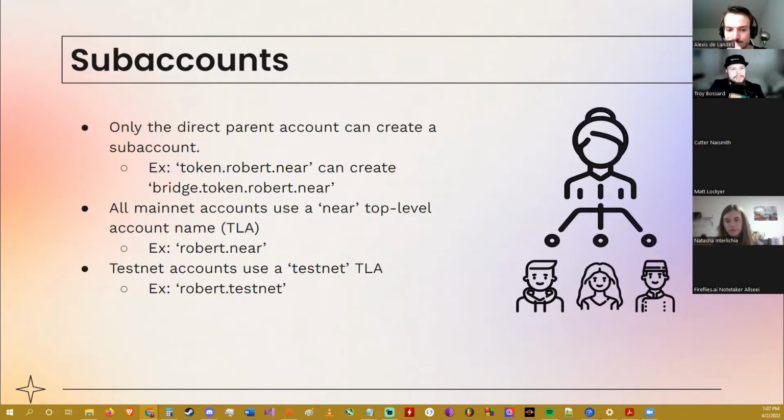So that brings us into a concept in Near protocol, which would be sub-account models and top-level accounts. On Near, only the direct parent can create a sub-account. In this example, robert.near would be the parent account of token.robert.near. So robert.near creates token.robert.near. token.robert.near can create bridge.token.robert.near.